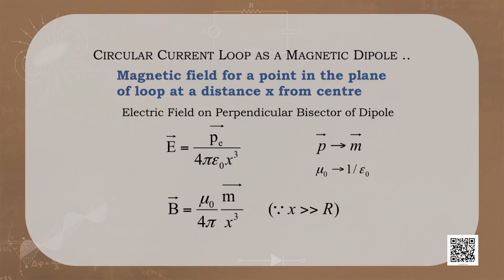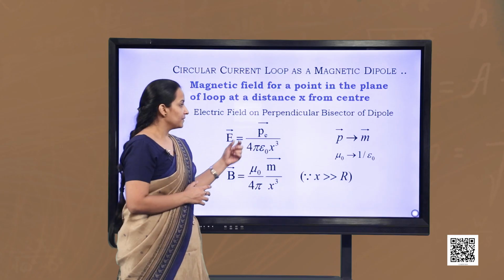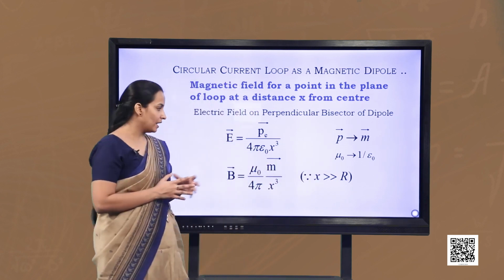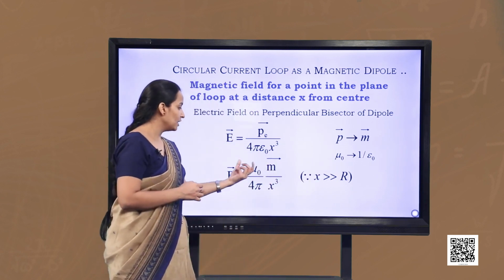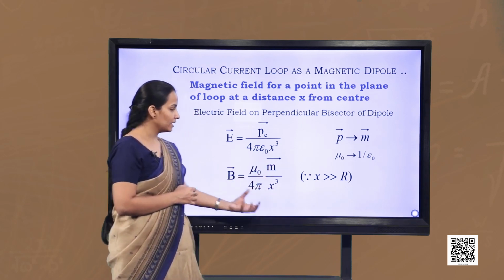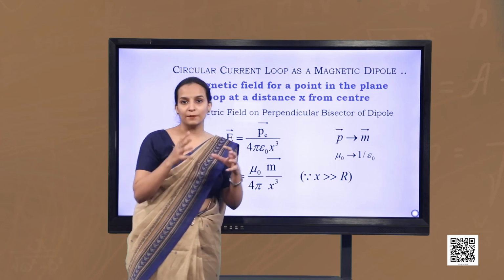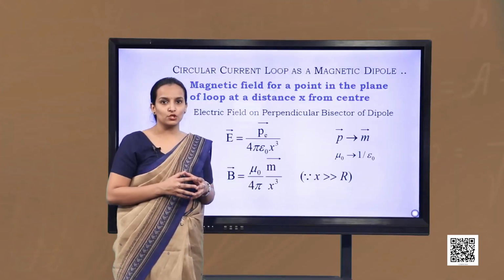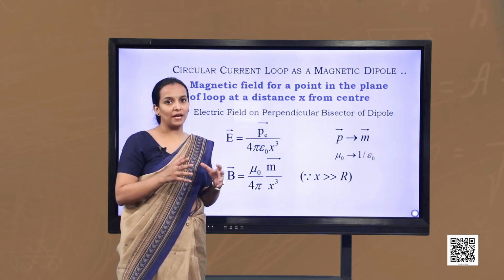Let's carry this analogy further. The electric field on the perpendicular bisector of the dipole is given by Pe divided by 4 pi epsilon naught x cube. If I write P as m and 1 by epsilon naught as mu naught, I will have the expression of B as mu naught by 4 pi times m by x cube. Again, I am considering that x is very large compared to the radius of the loop.